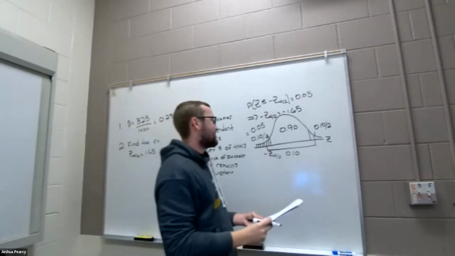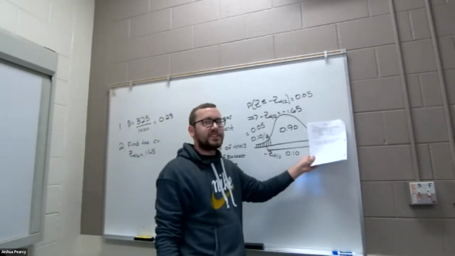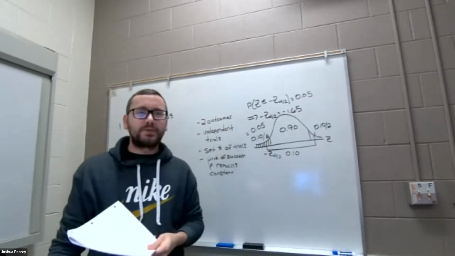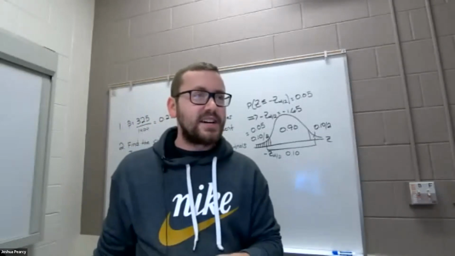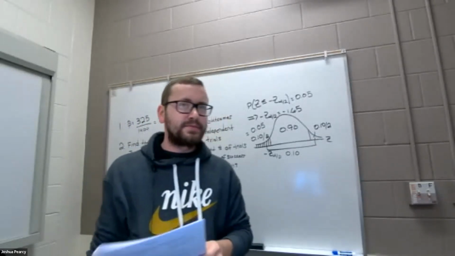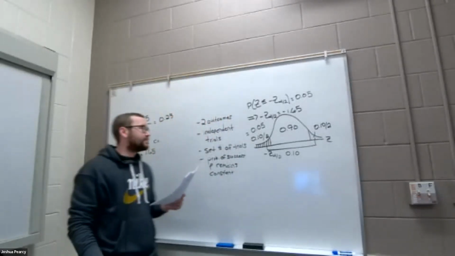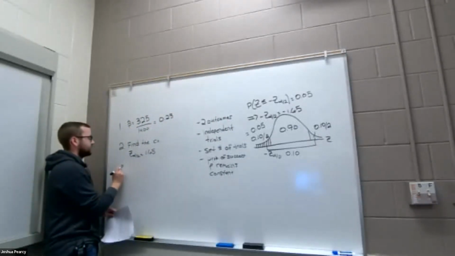What we'll look at next chapter is what happens when I just look at one tail. How does that change finding the critical value? The idea is still the same. What was the next step? Find the standard error.